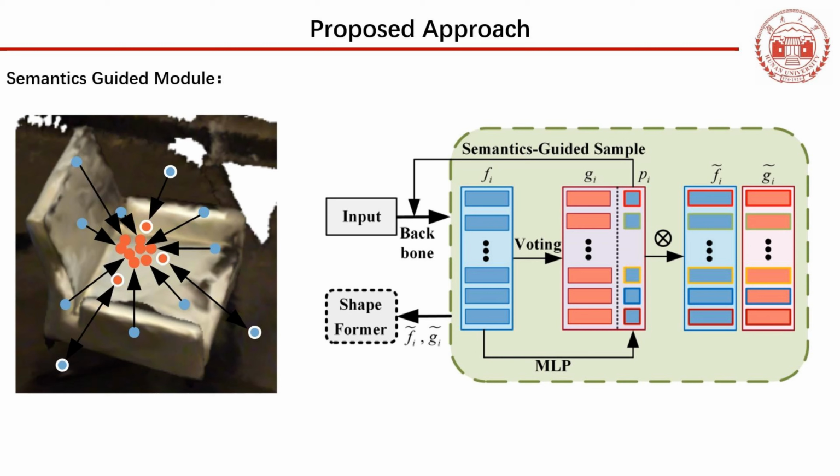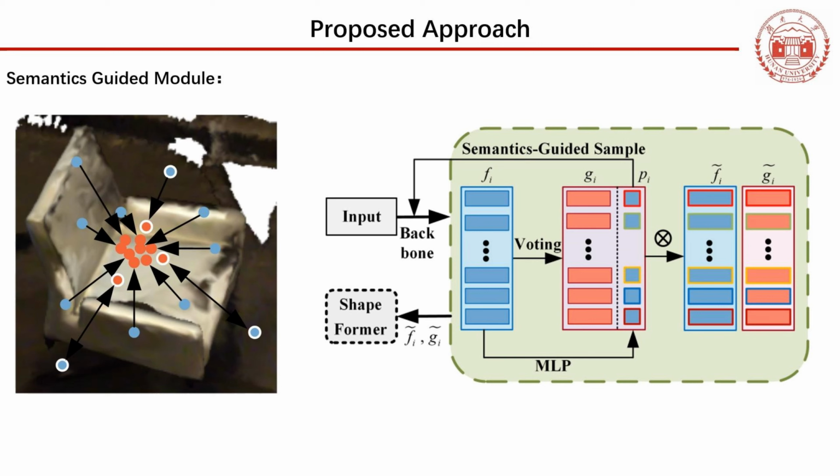Specifically, we feed the seed point features to MLP layers to predict the point cloud semantic segmentation score, which is proportional to the probability that the point belongs to the foreground points. The segmentation score is used as a weight to adjust the contribution of different seed points on the shape feature. We use the same strategy to weight the vote features for better vote aggregation.